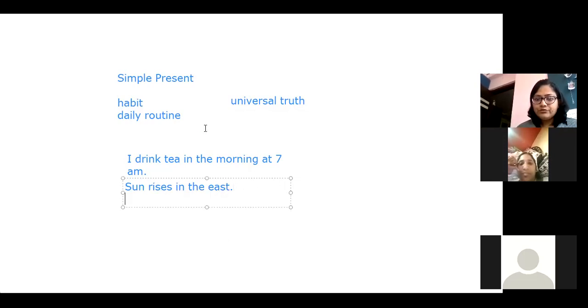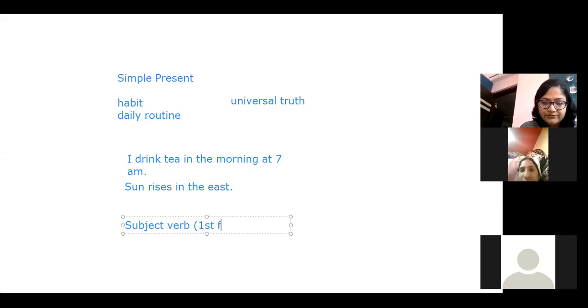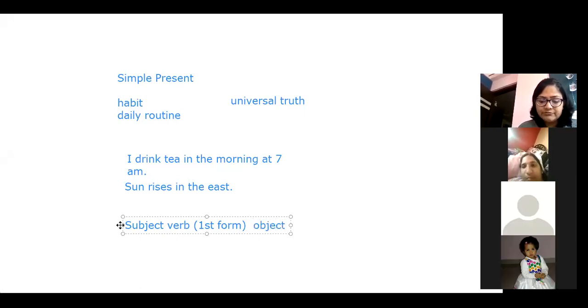Now we cannot change this, it's a universal truth. So for universal truth, for your habit, for your daily routine, you may use simple present tense, where first you have to take subject. That means who is doing, who does, subject, then comes verb, first form of the verb, and then if you have object. So the sentence will be I eat mango.